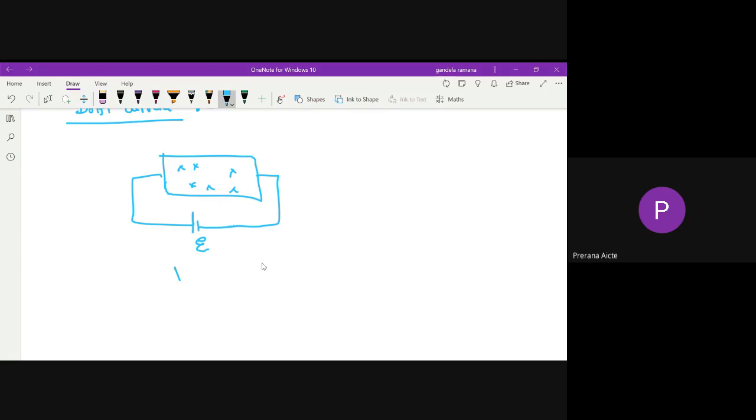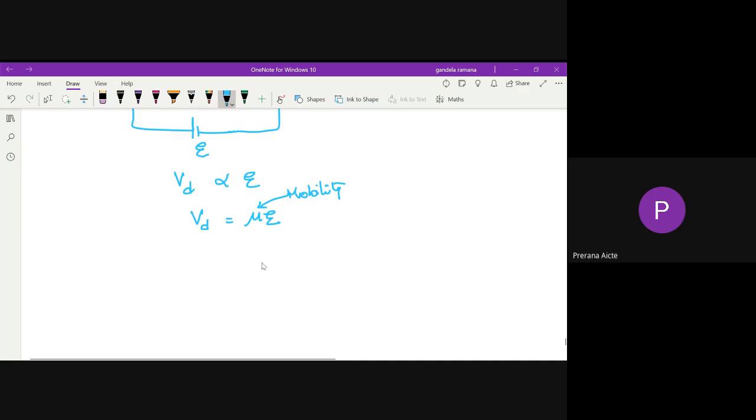So here Vd, the drift velocity, is proportional to electrical intensity. So Vd is equal to mu E. What is mu? Mu is mobility, and mu is a constant. So we can find that mu is equal to Vd by E, where Vd is the drift velocity.